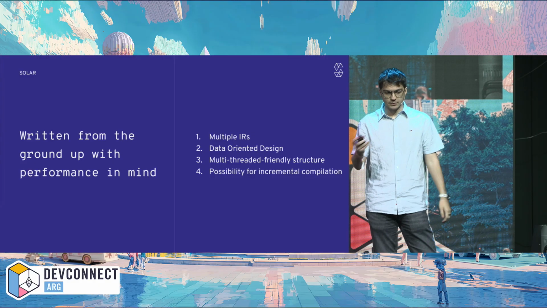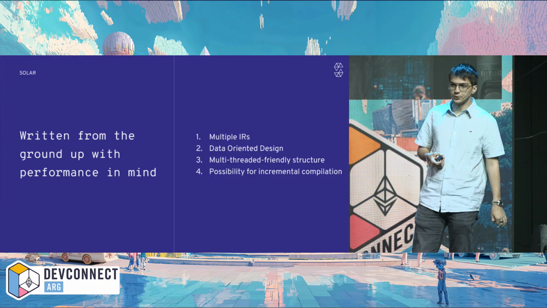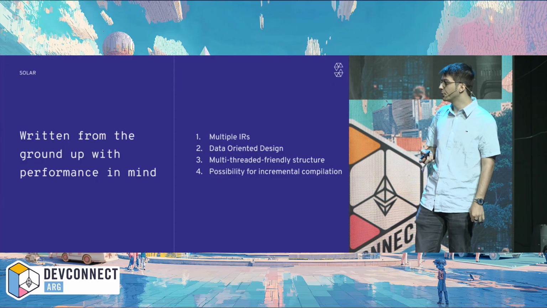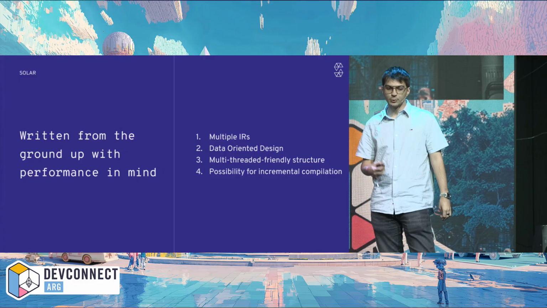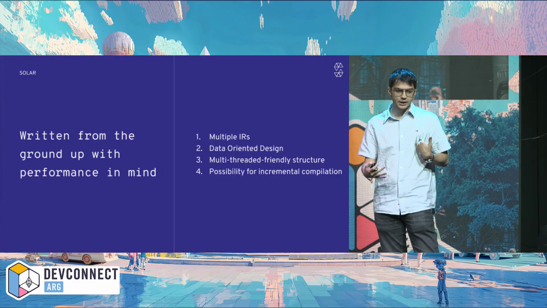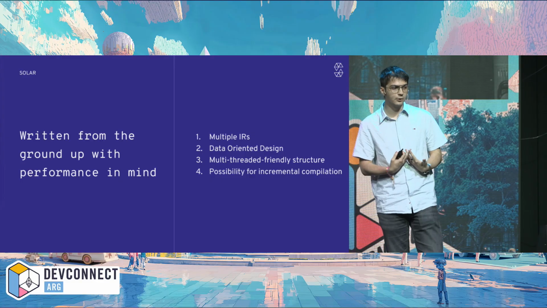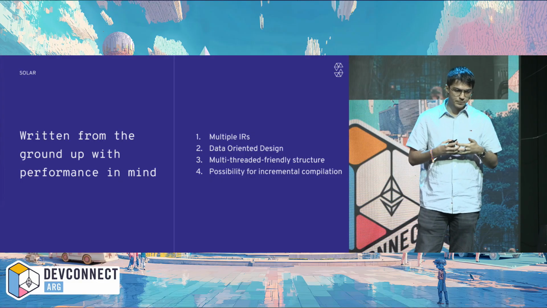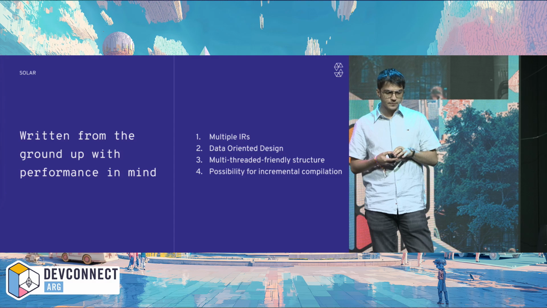So, for example, also in the future, we will be able to implement incremental compilation, where calling the compiler multiple times, not even caching at the Foundry level, but directly at the Solar level, at the compiler level, where computation can be reused from previous attempts.